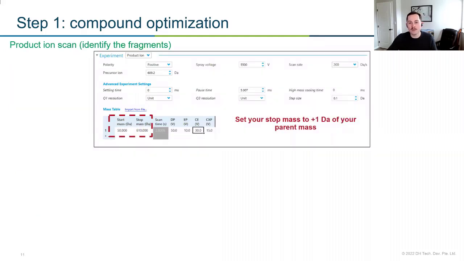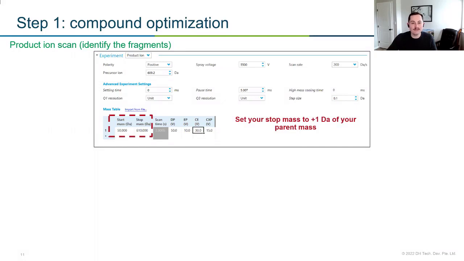So we're kind of moving our way down the quadrupoles, as I like to say. So we've decided what our Q1 is going to look for. Now we need to get Q2 involved, and we've got to create some fragments. So in a product ion scan, we're going to filter for just that 609, determined to be the best mass to filter on. It's going to give us the best sensitivity.